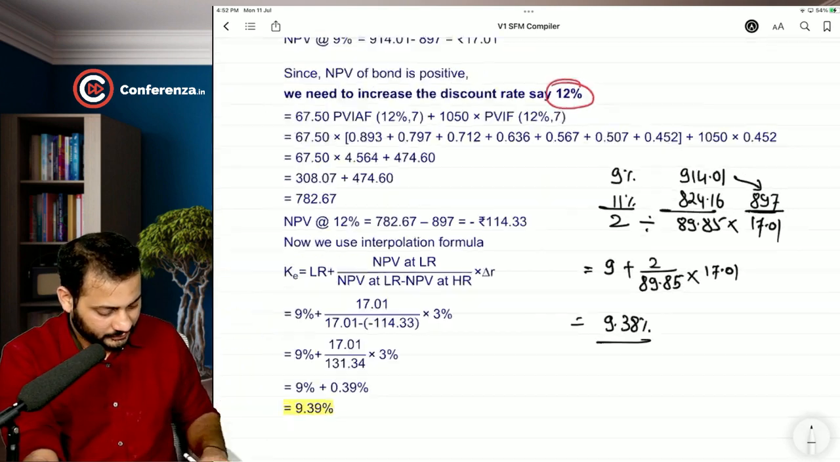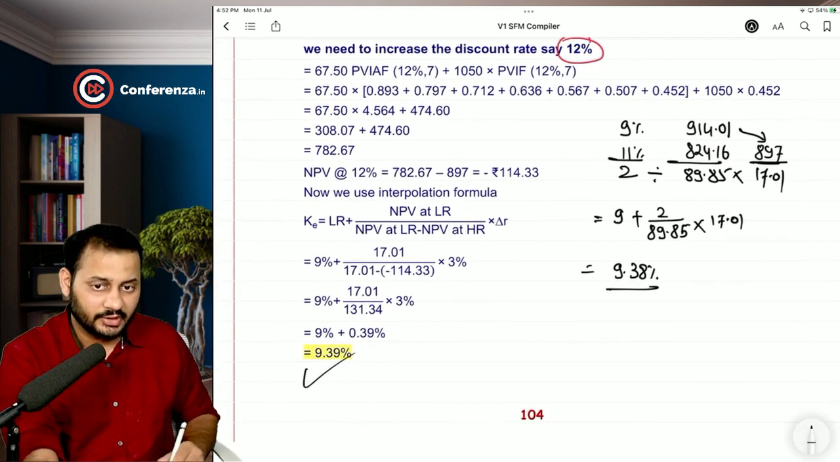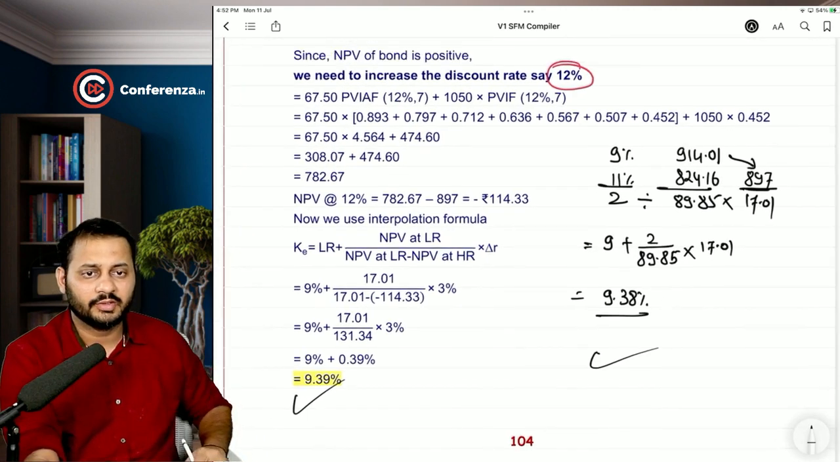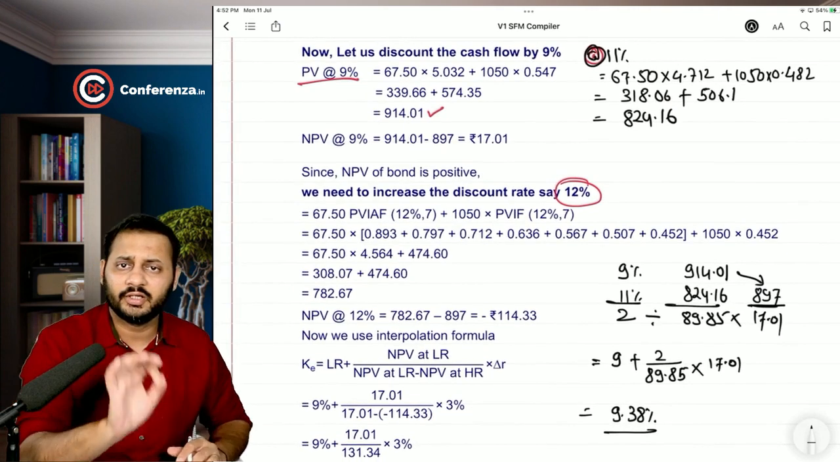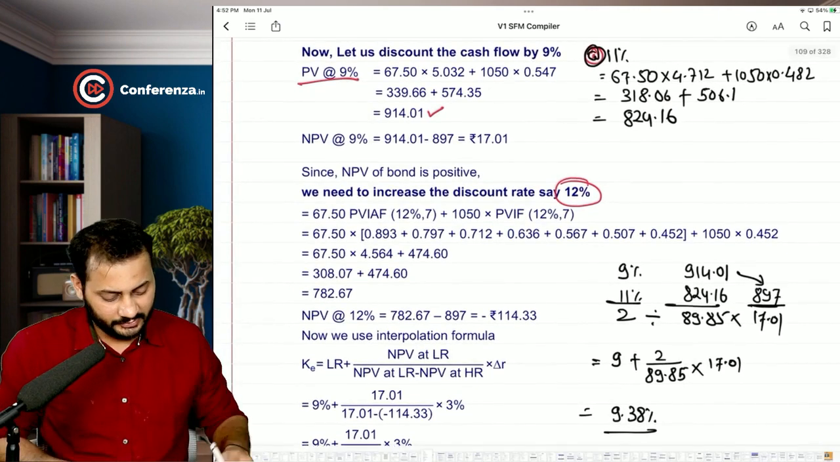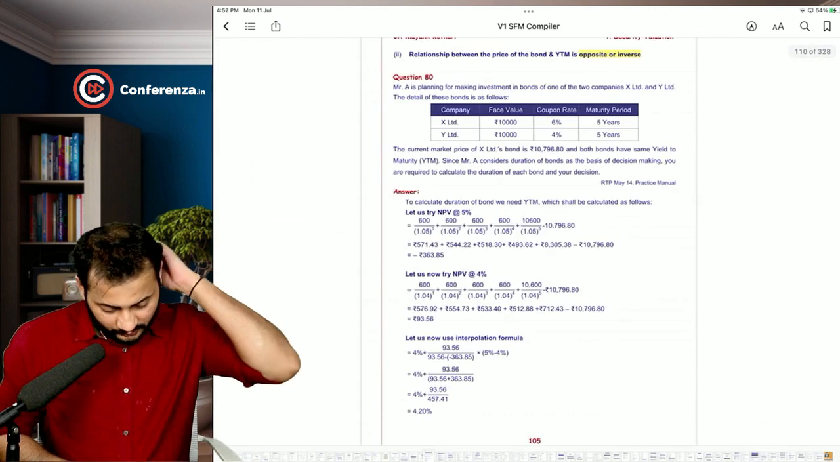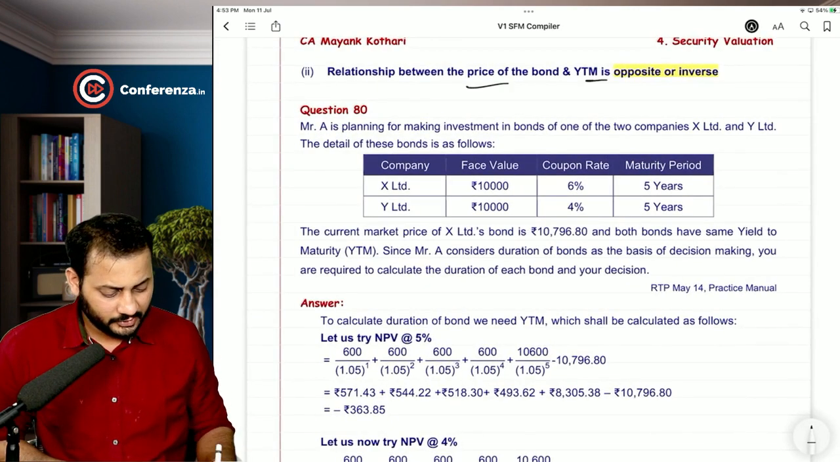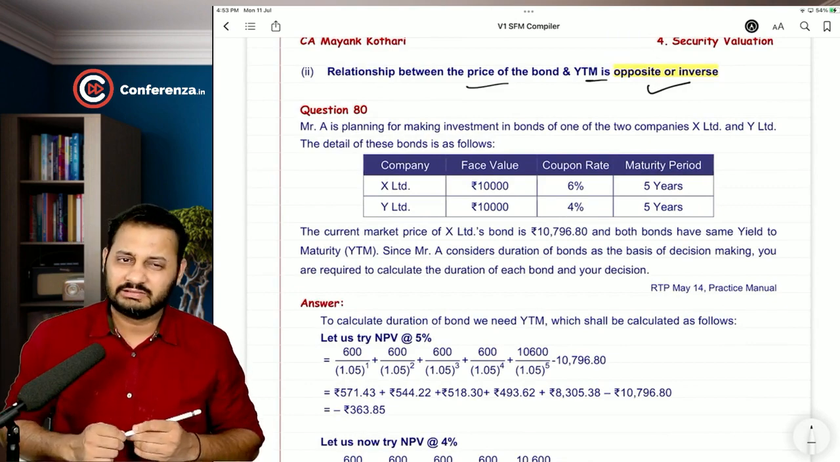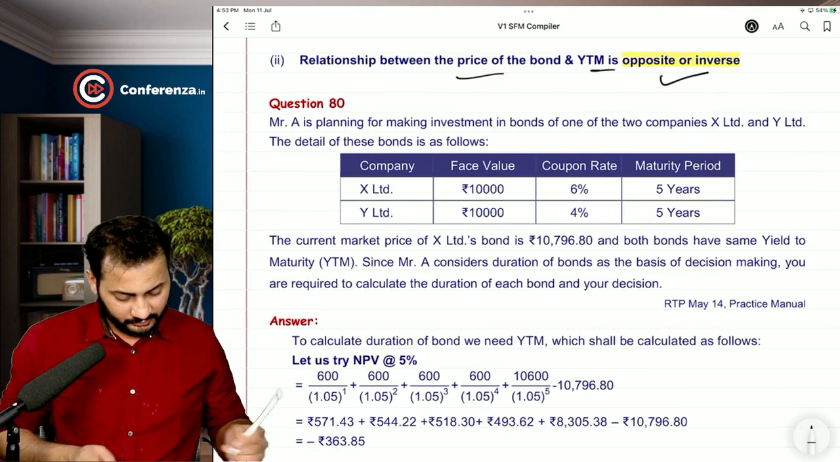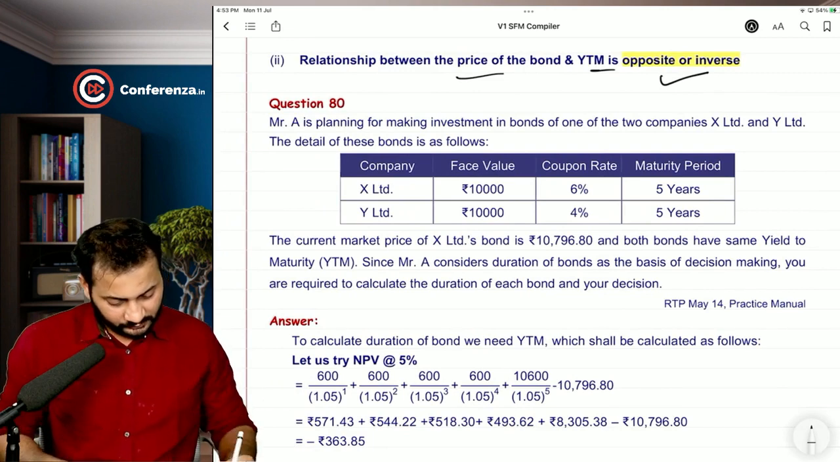9.38% is your answer. So the more appropriate answer is 9.38%. So you took 12%, you took 11%. Even if you take 10%, the answer will still be right, 9.3 something. So this was all about it. The relationship between the price of the bond and the YTM is opposite or inverse. Same thing. Nothing's new. Question number 80 is homework.